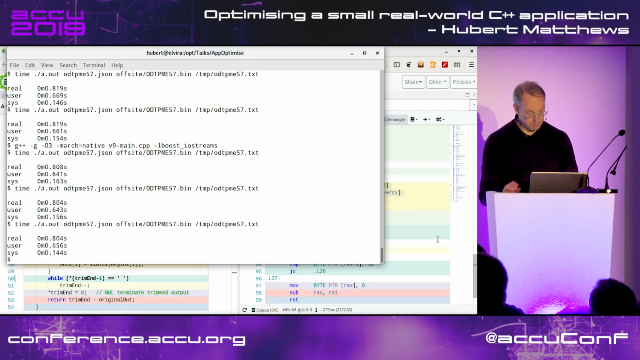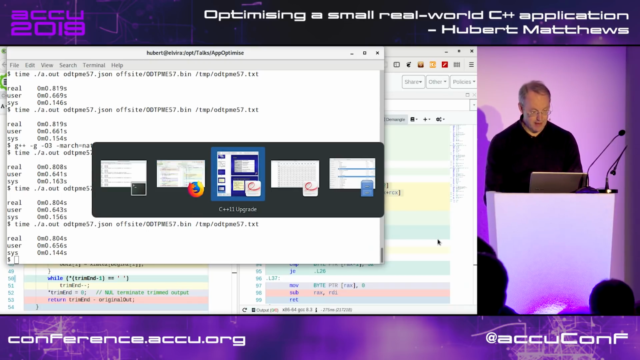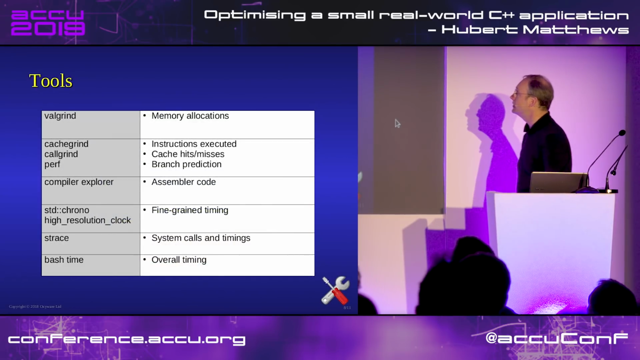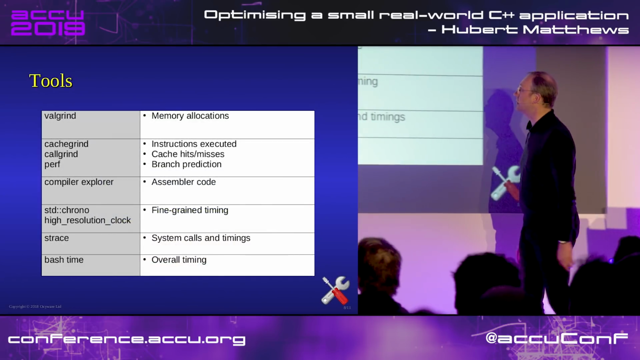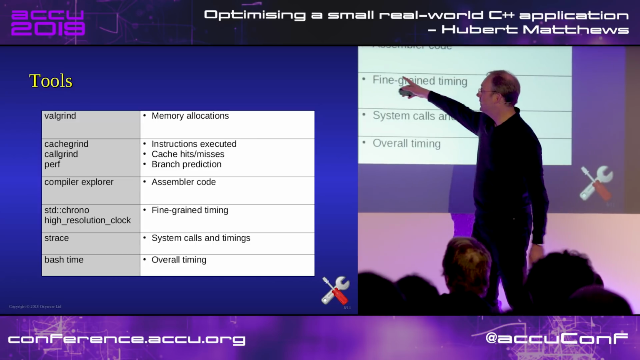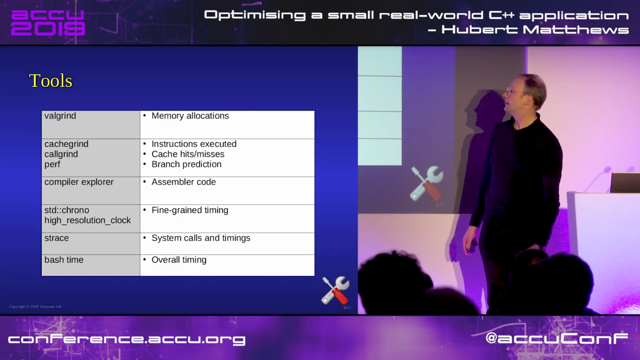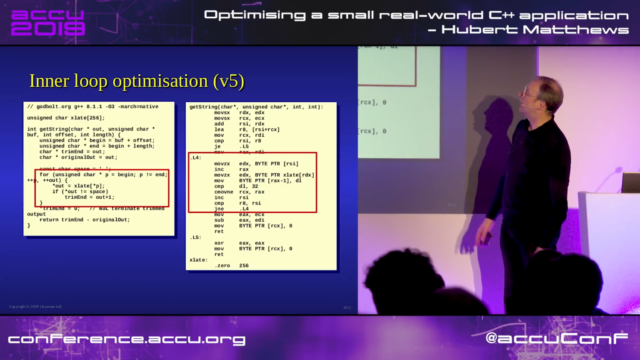Anyway, that's sort of kind of pretty much where I got to with that one. This was just some of the tools I've used: valgrind, cachegrind, perf, compiler explorer. I didn't use any of these ones here, but we did look at strace. We looked at how much the memory mapping makes a difference in there.